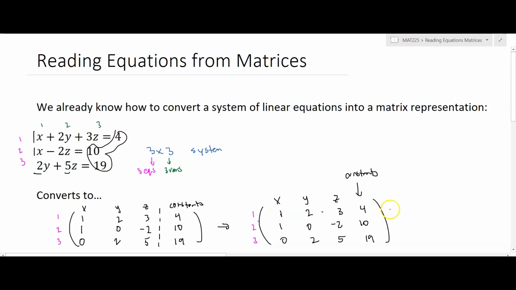I could easily read this off and say that this first row represents the equation 1x plus 2y plus 3z equals 4. Second row, 1x plus 0y, or I could omit the y variable altogether as it is in the second equation, minus 2z equals 10. And for the third row, 0x plus 2y plus 5z equals 19.